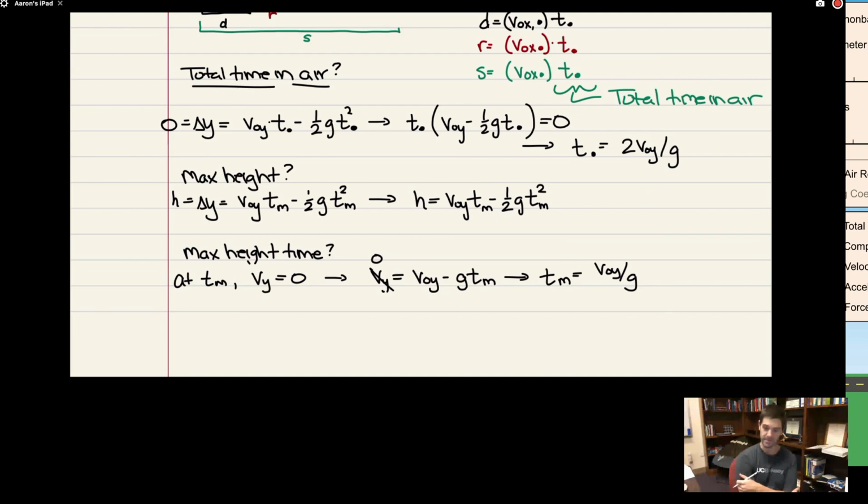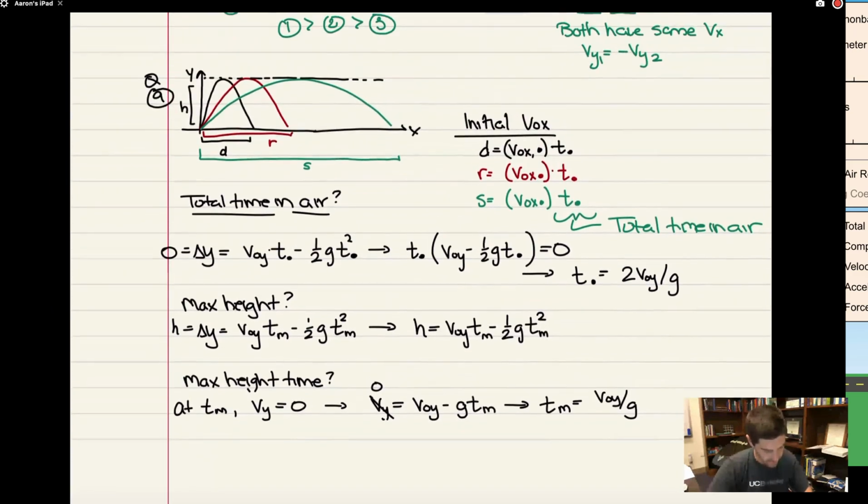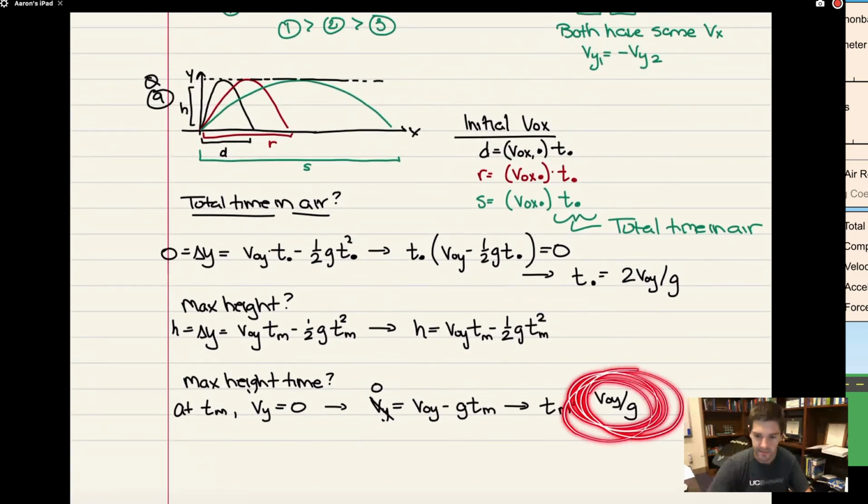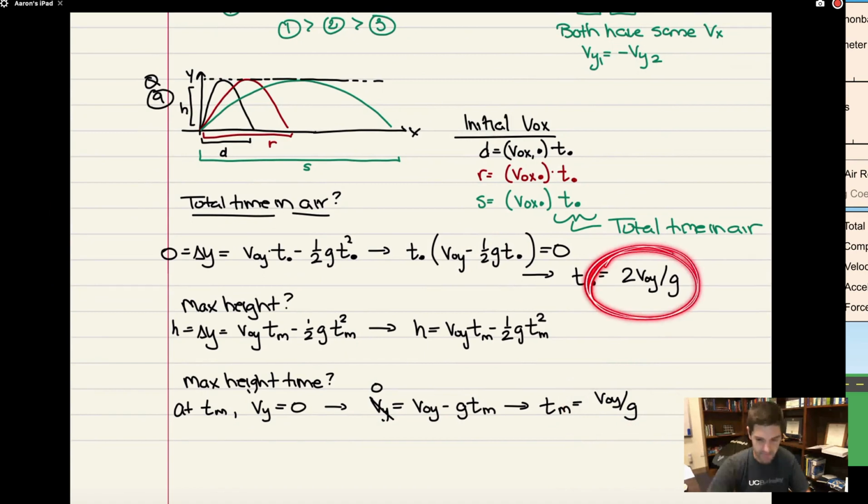And this actually will end up being helpful. Also, as a side note, notice the symmetry. The time it took to get halfway through the journey is half the time it took to get to the end. There is a symmetry between what happened before the max point and what happened after the max point.